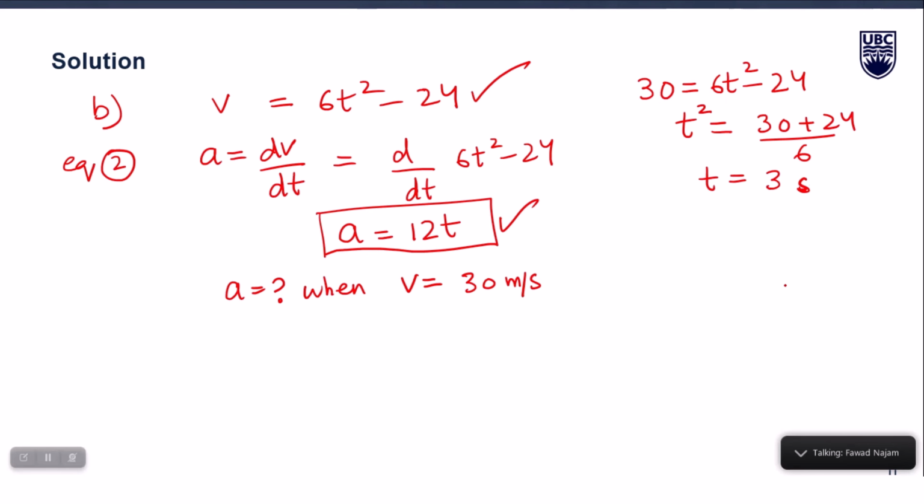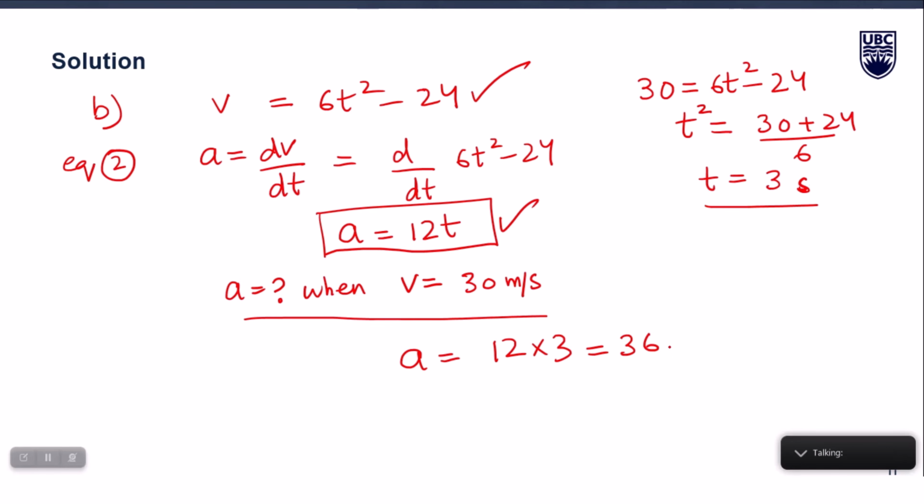So now we know that velocity is having a value of 30 meter per second when time was 3 seconds. So let's now put that into our acceleration equation. So acceleration when v was 30 should be equal to 12 times 3, and that should be 36 meter per second square, right?